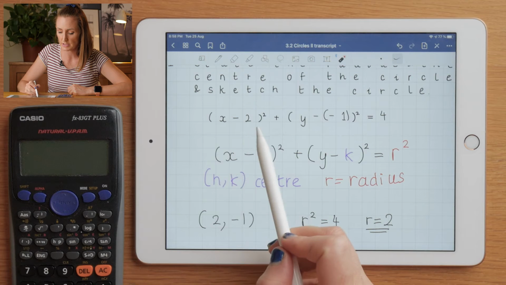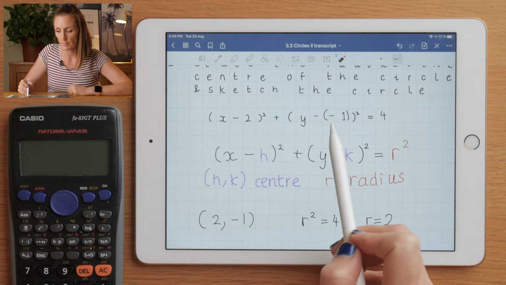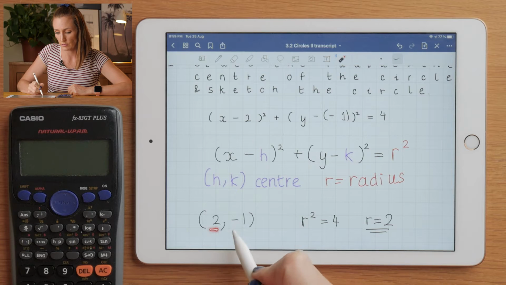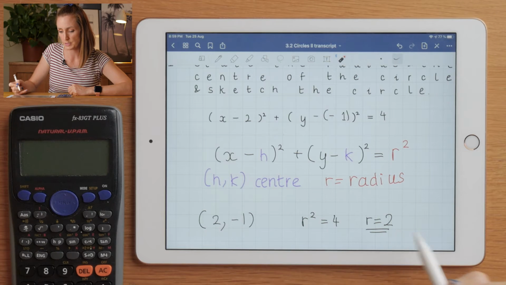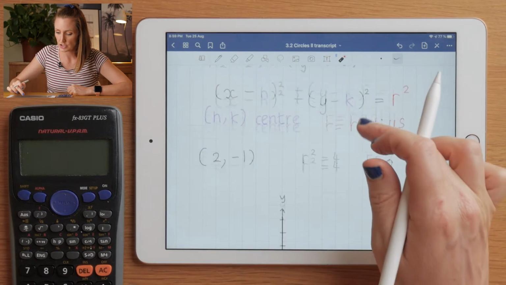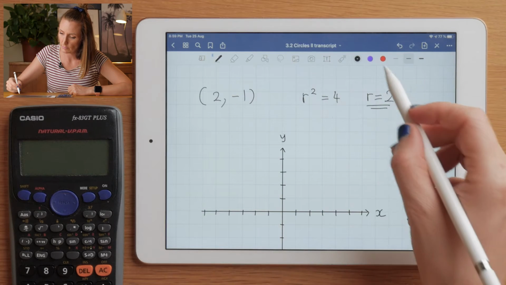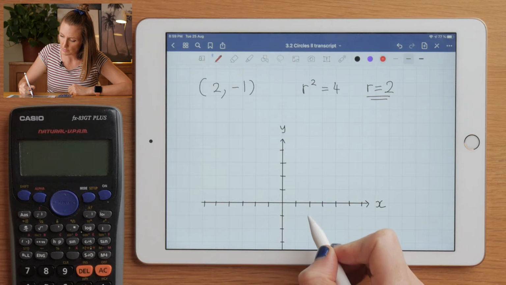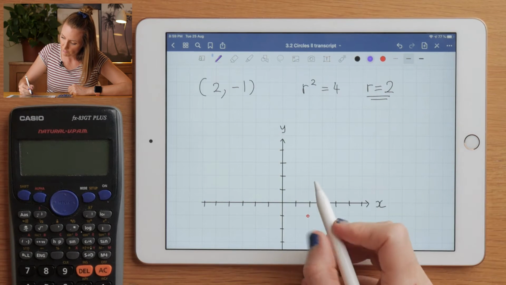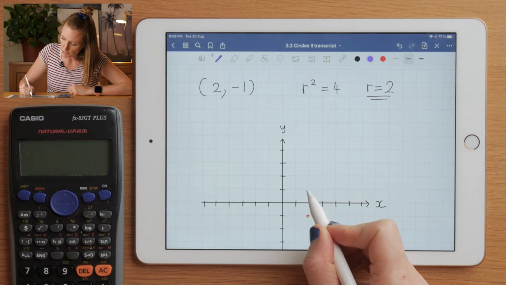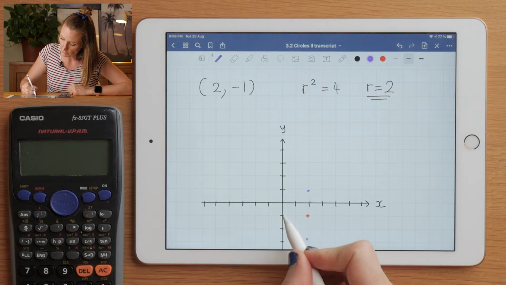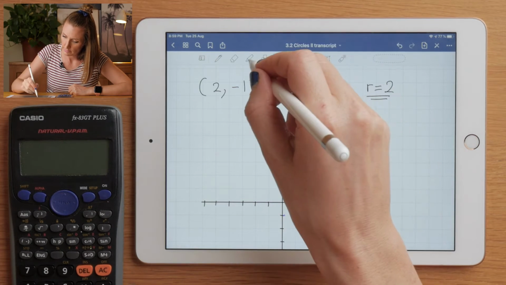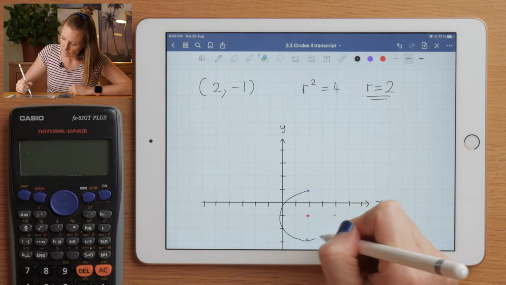If your equation was (x - 2)² + (y + 1)² = 4, your center of your circle would be (2, -1), and your radius would be 2. To draw a quick sketch, I just like to pencil these in. So I'll go here 2 and down to minus 1, and then put 4 spots with a radius of 2. So 1, 2 up, 1, 2 down, 1, 2 to the left, and 1, 2 to the right. And it's that simple.